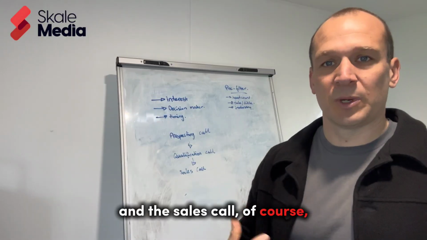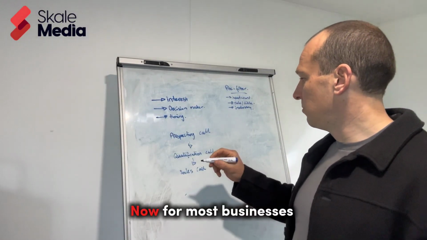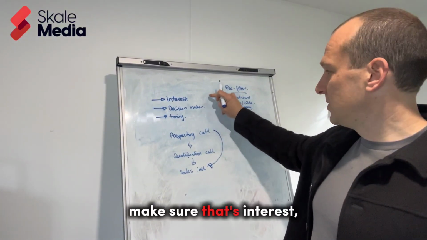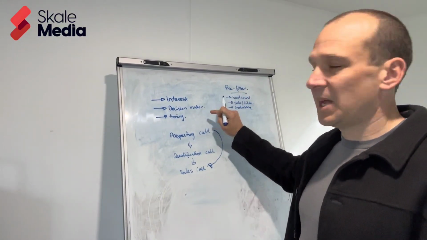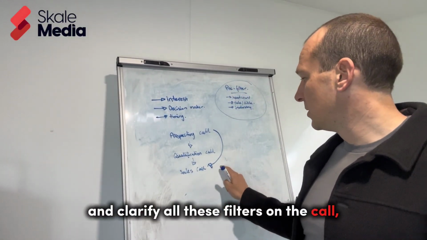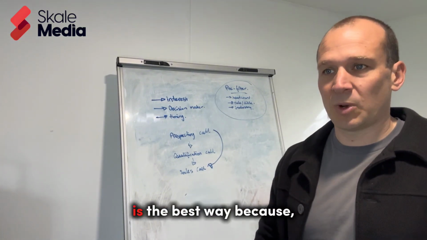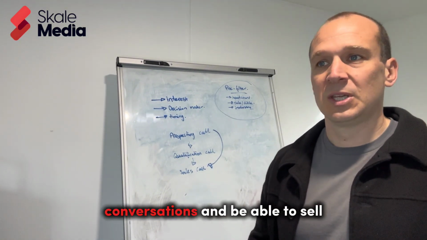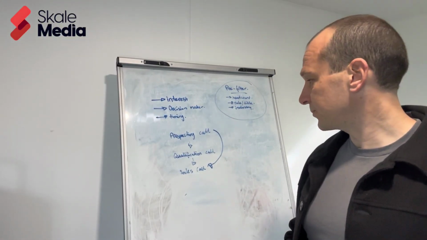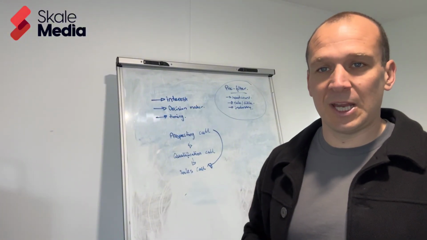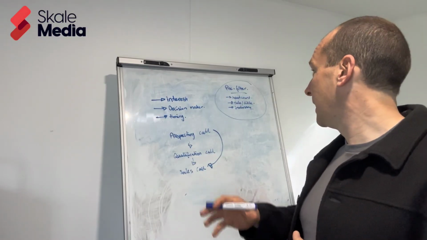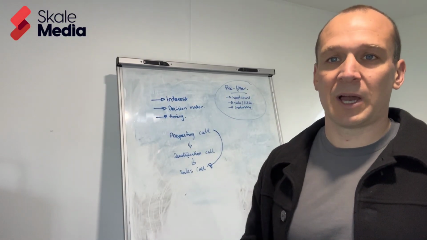And the sales call, of course, is where we're trying to sell the prospect. For most businesses, if you can do this well, make sure that there's interest, make sure the decision maker, make sure the timing is right, and clarify all of these filters on the call, then going straight to a sales call is the best way, because ultimately it's going to give you more conversations and be able to sell more people in the long run. I hope that helps. I hope that you can implement some of this in terms of the way that you're currently doing prospecting and filtering for the target market within your audience.